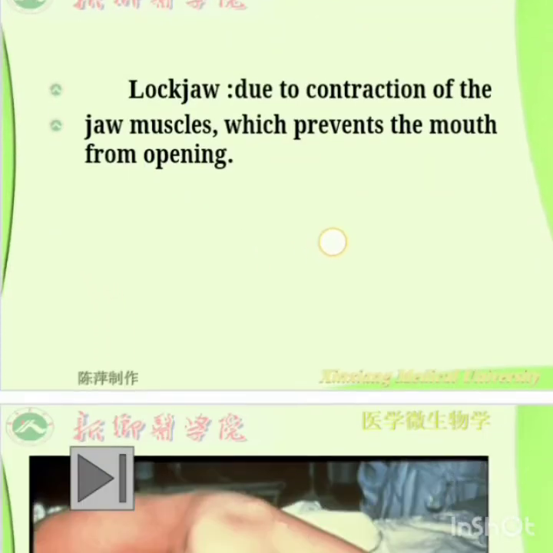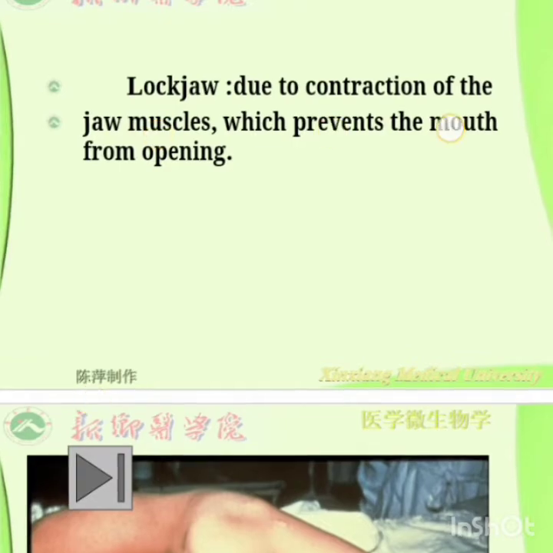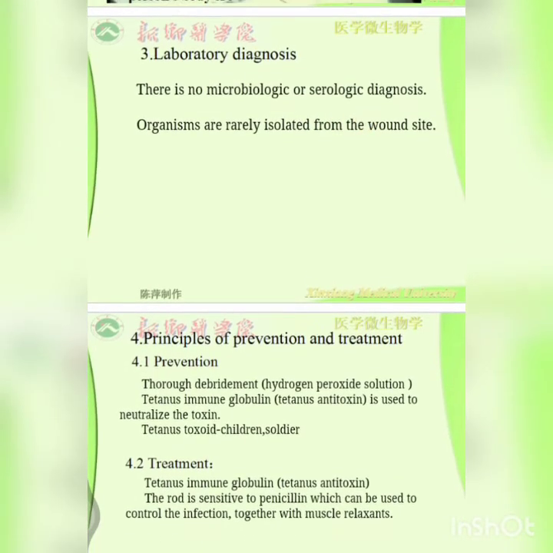The lockjaw is mainly due to the contraction of jaw muscles, which prevents the mouth from opening. In adults also, when this disease takes place all over the body, it may even break our bones.